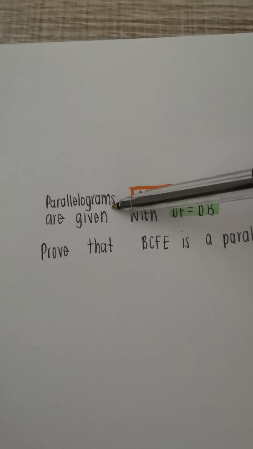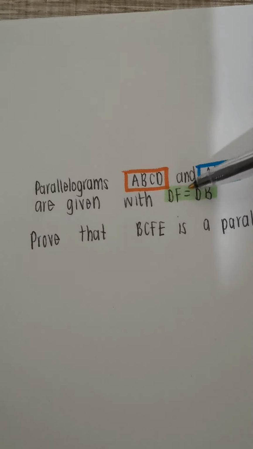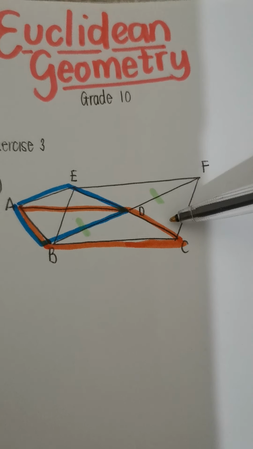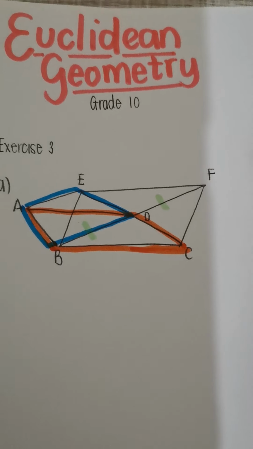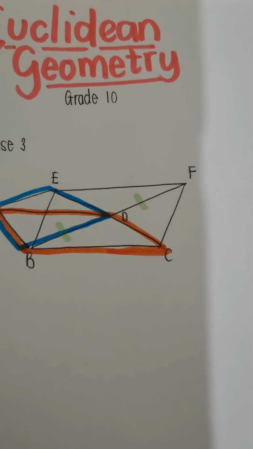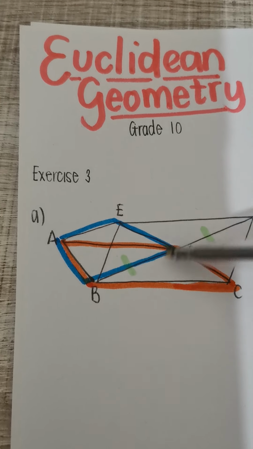Here's a question. It says that we have parallelograms. So we're telling you that it's a parallelogram. Therefore, for the one that I highlighted in orange, ABCD, here it is. We know that all the properties that I just mentioned and everything that you have in your book are all true. We know that ABDE, the blue one, is also a parallelogram.